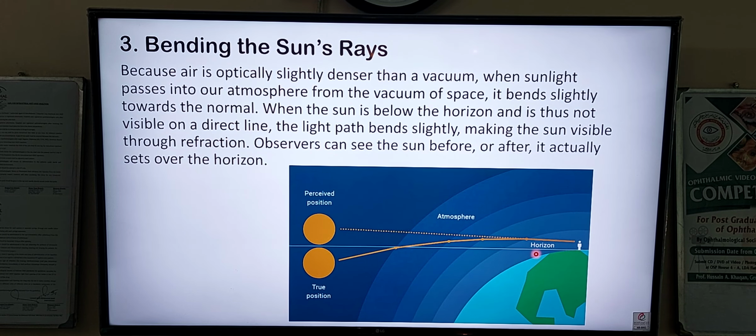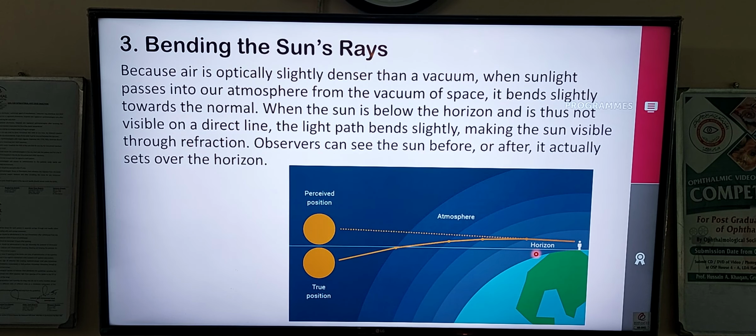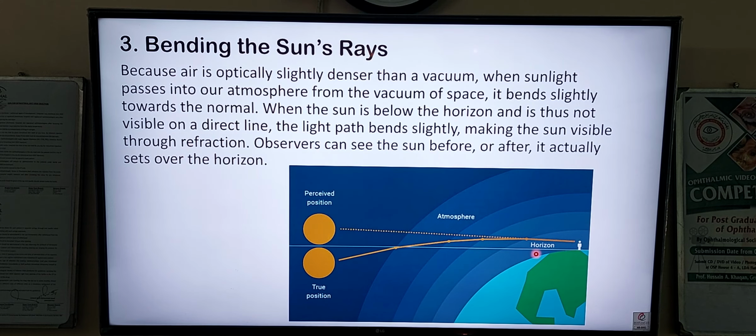So when the sun rays are emerging from the sun, they're entering from the vacuum into the air, and the direction of the light changes towards the normal. And because of that, the path of the sun rays changes, and this bending of the light rays makes the sun visible through refraction. The observer can see the sun before the sunrise actually happens.